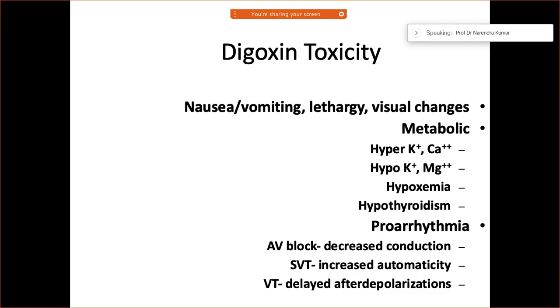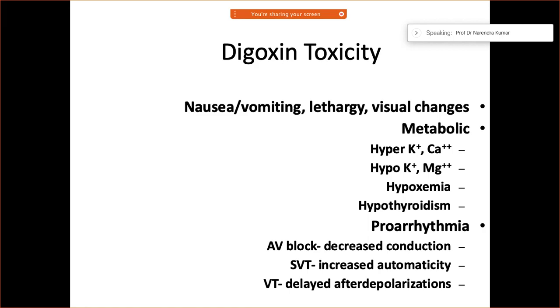And of course, the toxicity symptoms include nausea, vomiting, lethargy can be there, in fact. Visual changes may be there. On the metabolic picture, if you try to get an ABG done, there may be hyperkalemia or even hypercalcemia. Similarly, hypokalemia or even hypomagnesemia can be seen. Arrhythmias can be seen as well. VT, delayed afterdepolarizations may be seen. And as I had already said about digoxin toxicity, if you're trying to treat, what you try to do is immediately you should try to clean the GI.